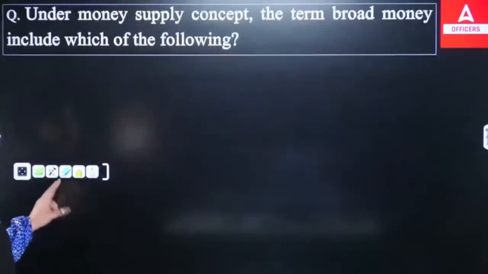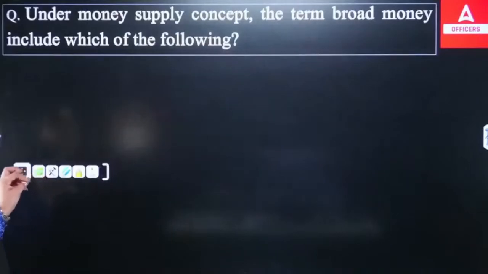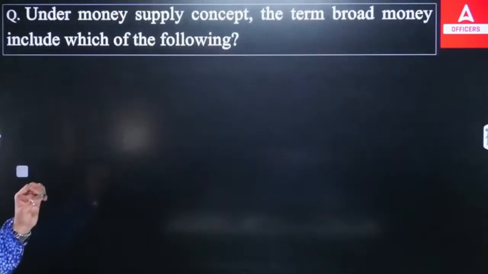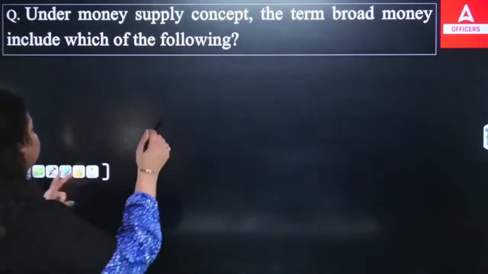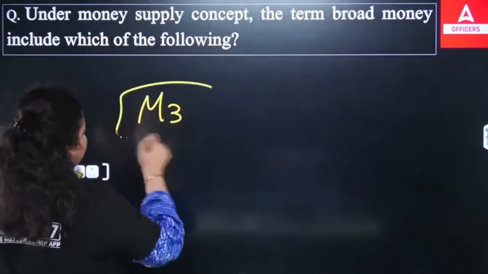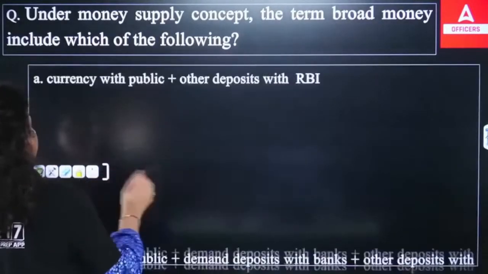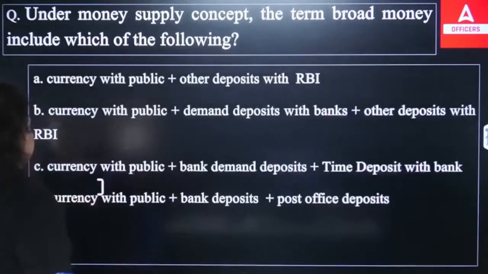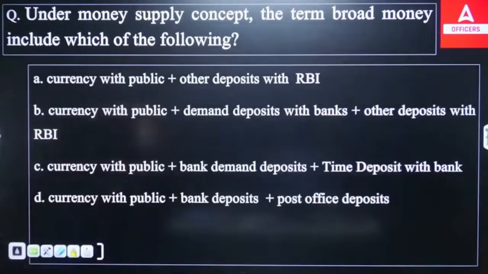Okay. Next question. Under the money supply concept, the term broad money includes which of the following? I have told you which of these is broad money. M3 is broad money, and I have told you the formula of broad money. So let me know which of the following statements will be right. Let me know that. A, B, C or D?